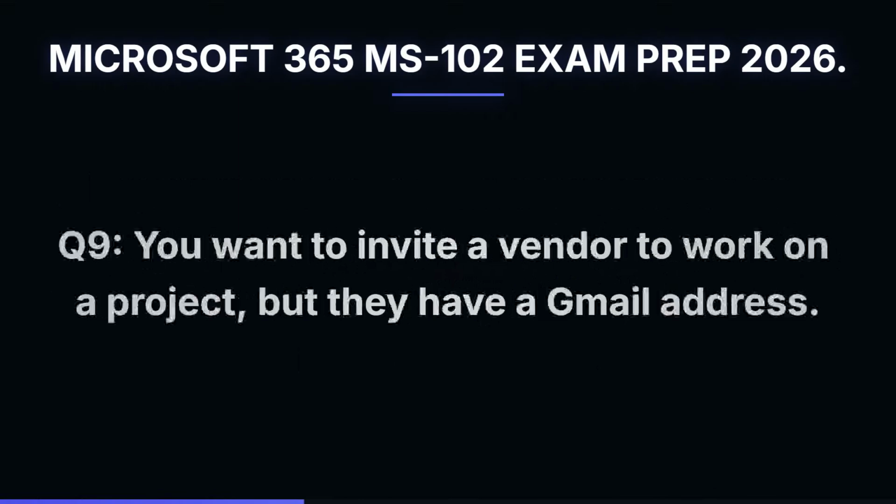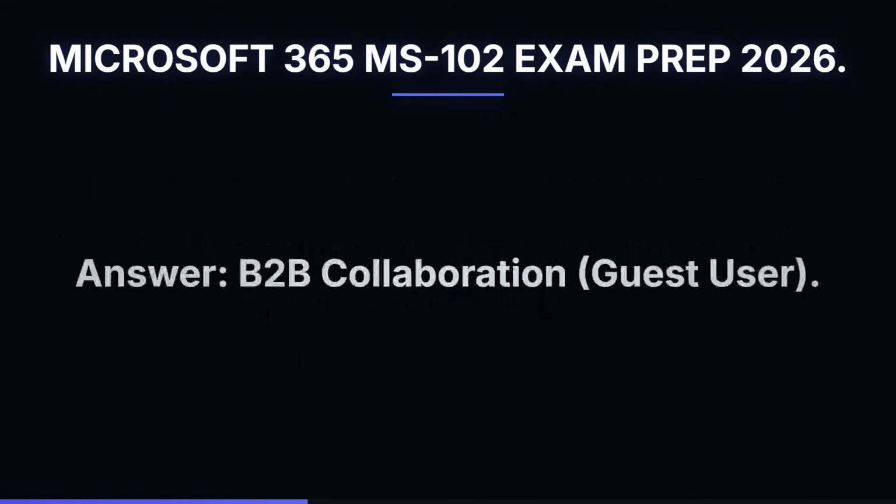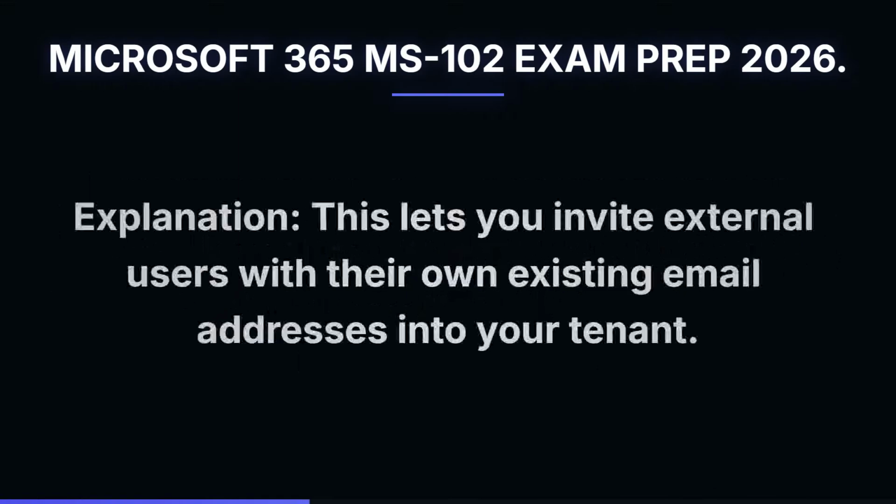Q9. You want to invite a vendor to work on a project, but they have a Gmail address. What feature do you use? Answer: B2B collaboration, guest user. Explanation: this lets you invite external users with their own existing email addresses into your tenant.